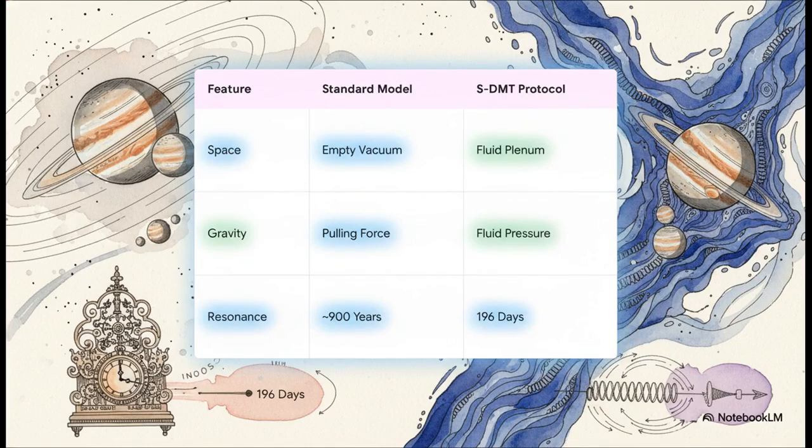Doing this yields a fascinating contrast in how we view orbital resonance. In the Standard Model, the biggest orbital resonance is known as the Great Inequality between Jupiter and Saturn. It's this very slow, gravity-based beat that happens roughly every 900 years. But in the S-DMT protocol, because space is a thick fluid, everything is tightly coupled together by osmotic pressure. The interactions are much faster and much more rigid, simply because the planets are physically pushing the exact same ocean of superfluid hydrogen against one another.